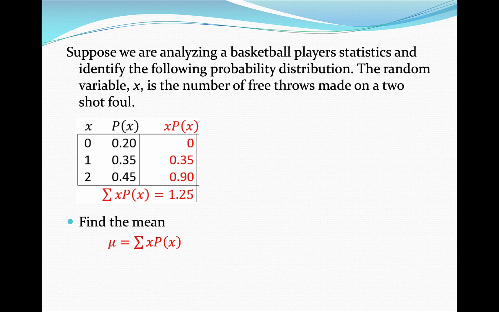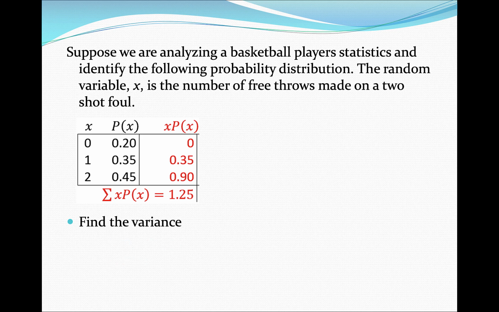To get that column, we just take 0 times 0.2, that's x times p of x, and get 0. We take 1 times 0.35, that's 0.35, and we take 2 times 0.45, that's 0.9. That gives us the column of x times p of x. Now we need to sum that column, and when we sum it, we get 1.25. That tells us our mean here is simply 1.25. That's how the calculation of the mean works. Once you have your probability distribution set up, you just create this column of x times p of x values, sum it, and that will give you your mean.